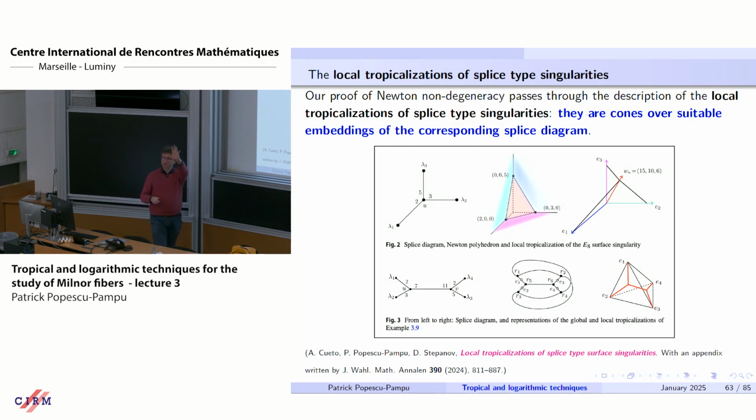The intersection of the local tropicalization, which is a cone, with a standard simplex, gives you the splice diagram. And in fact, it's embedded in a very nice way, which allows, in fact, there is convex geometry there, which is basic to all our computations. We are guided by the convex geometry of this embedding.